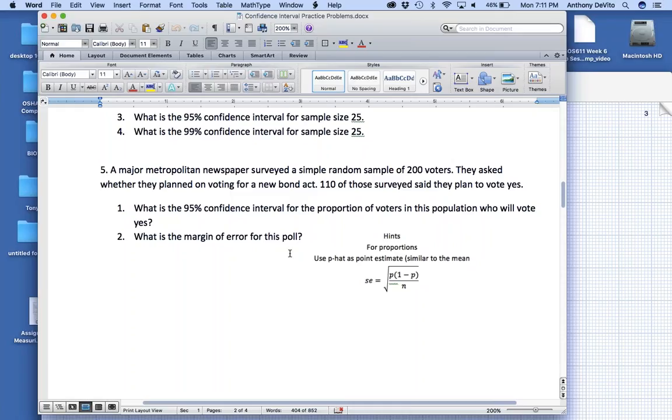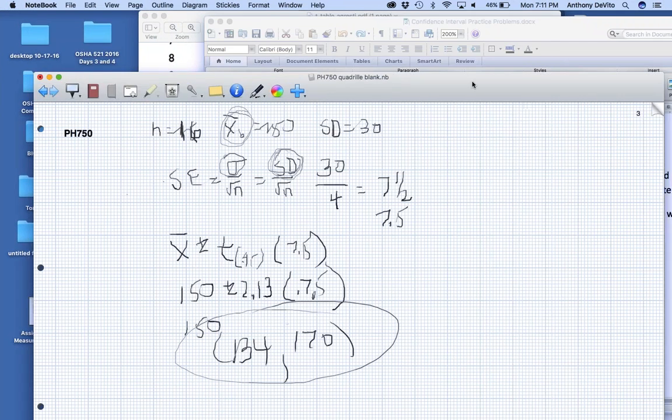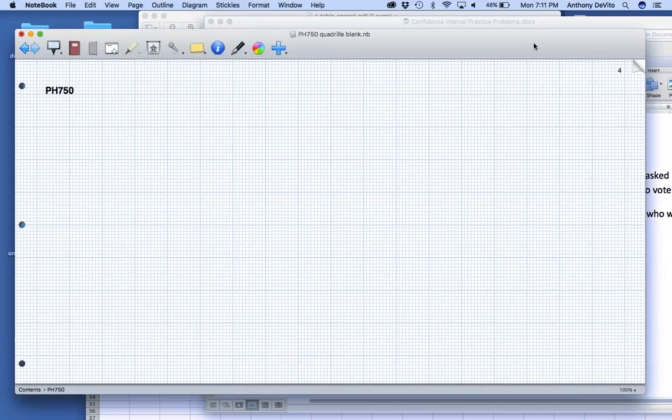Okay, so let's think about this for a second. What percentage of voters say that they're going to vote yes in this survey? 110 out of 200, right? Which is 55%. So P, I'm going to call it.